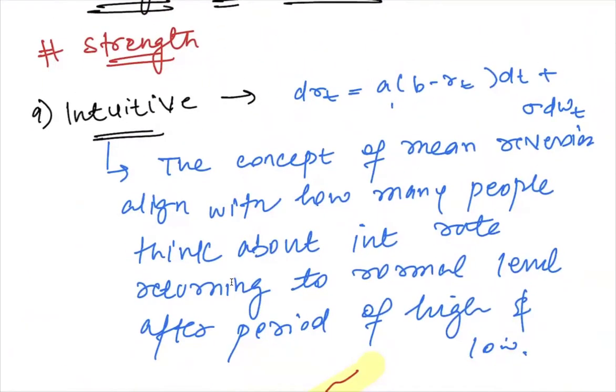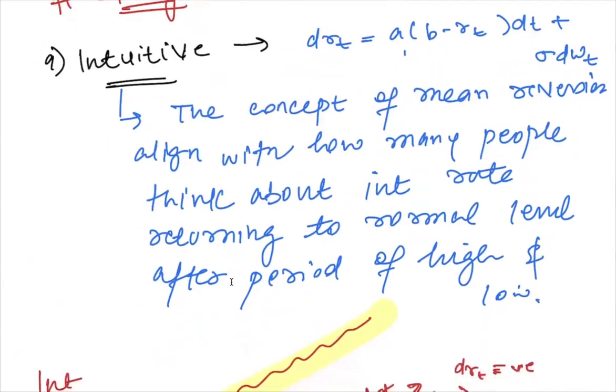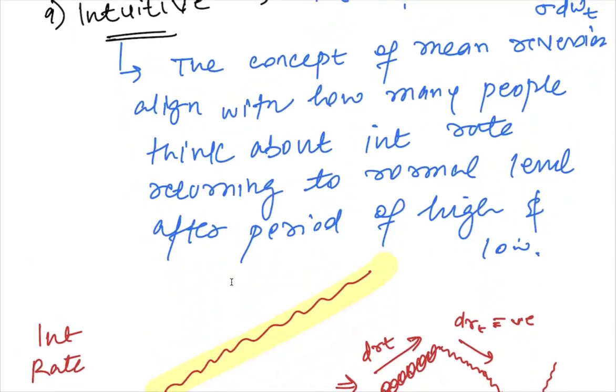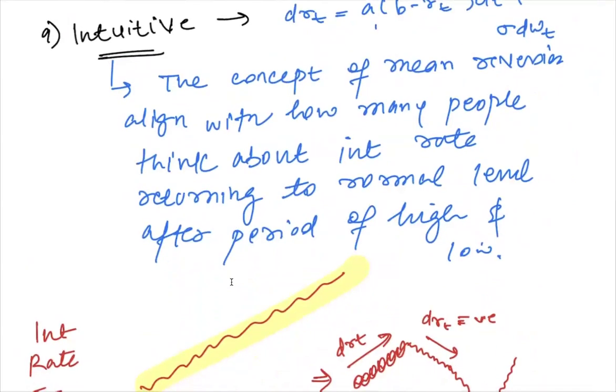A quick question is: long-term mean is considered for how many periods? That's a very good question. That depends on what kind of period you are taking. If you remember, during the COVID period interest rates were very low. I remember back in India during the COVID period, interest rates were really low, and now interest rates have become high.